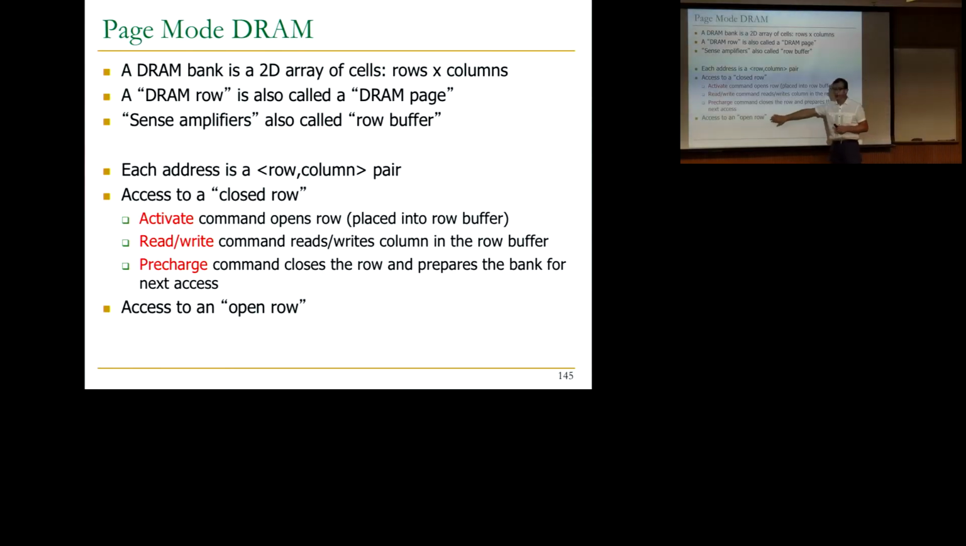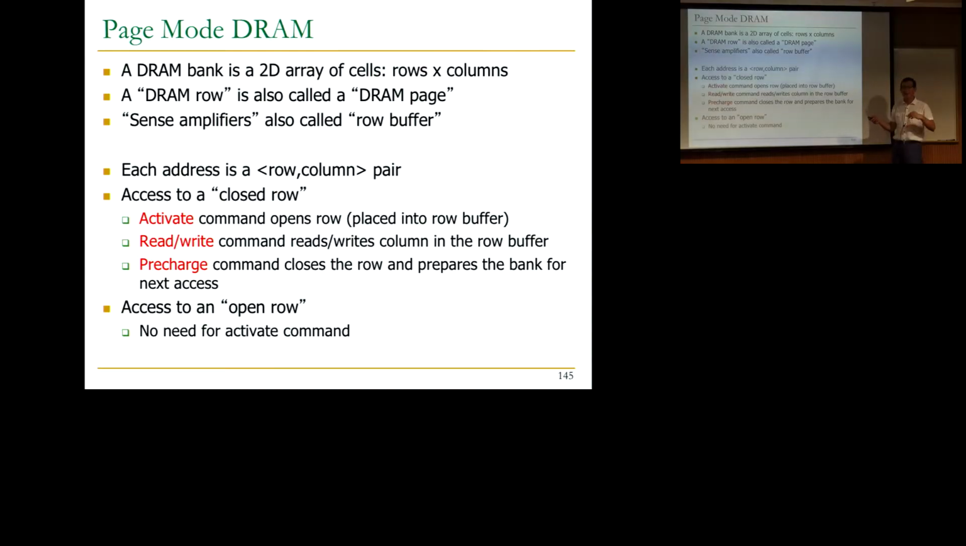Now, if the row that you want is already open in the row buffer, this is called an access to an open row, or a row hit access. There's no need for the activate command in this case. You just need to send a read or write command. So this is much faster.